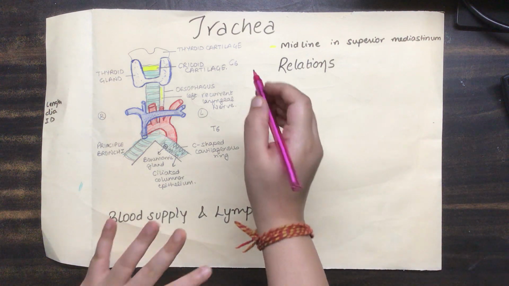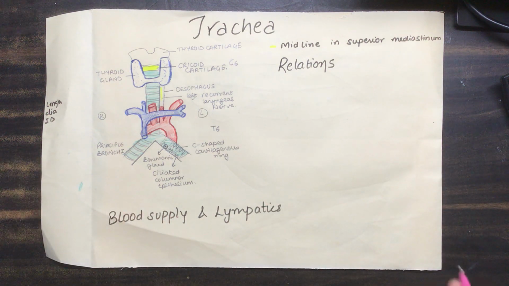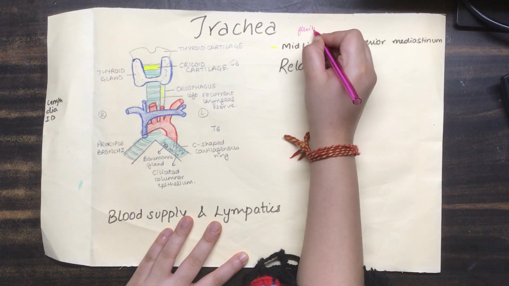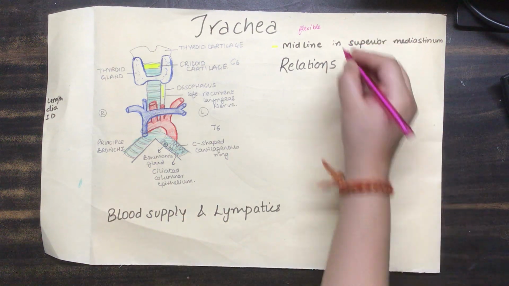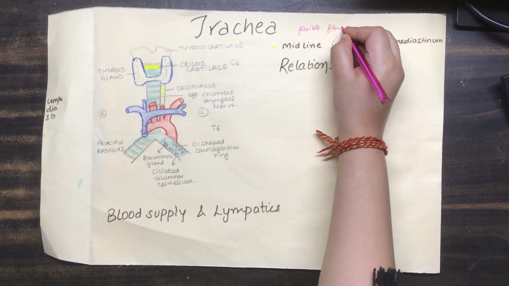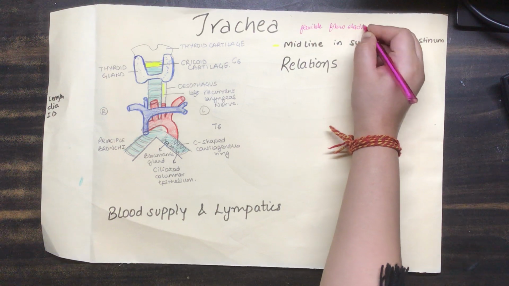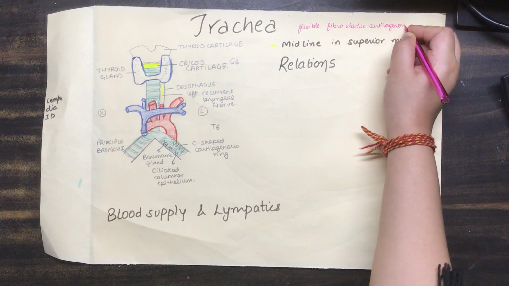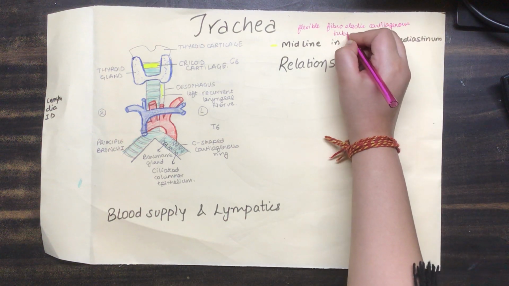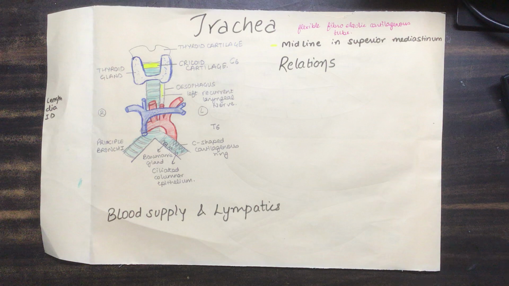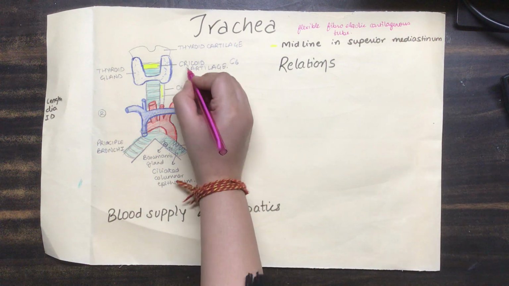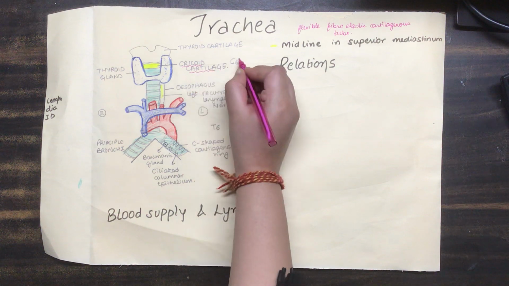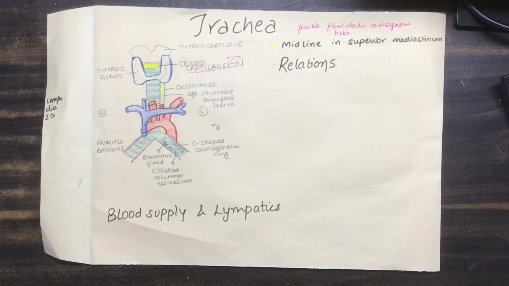Now, the trachea is a fibroelastic cartilaginous tube. So it is a flexible fibroelastic cartilaginous tube which is extending from the cricoid cartilage. So it's extending from the lower border of the cricoid cartilage at the level of the C6 vertebra.